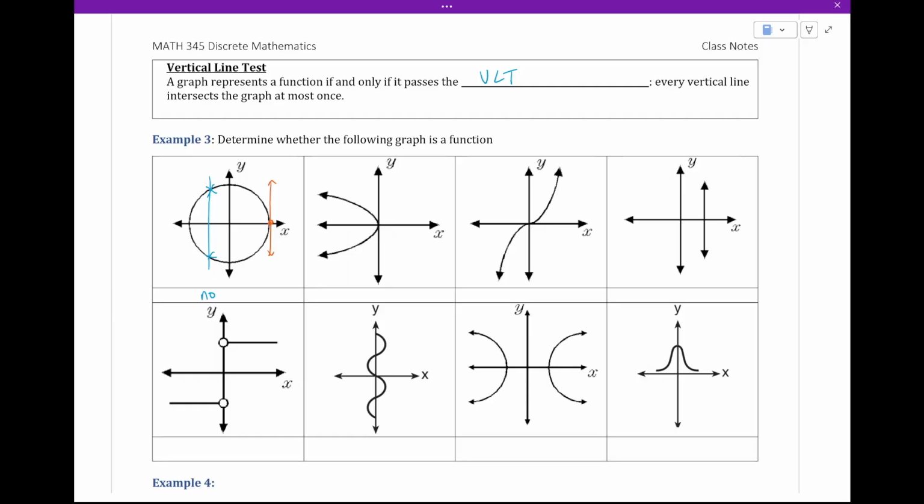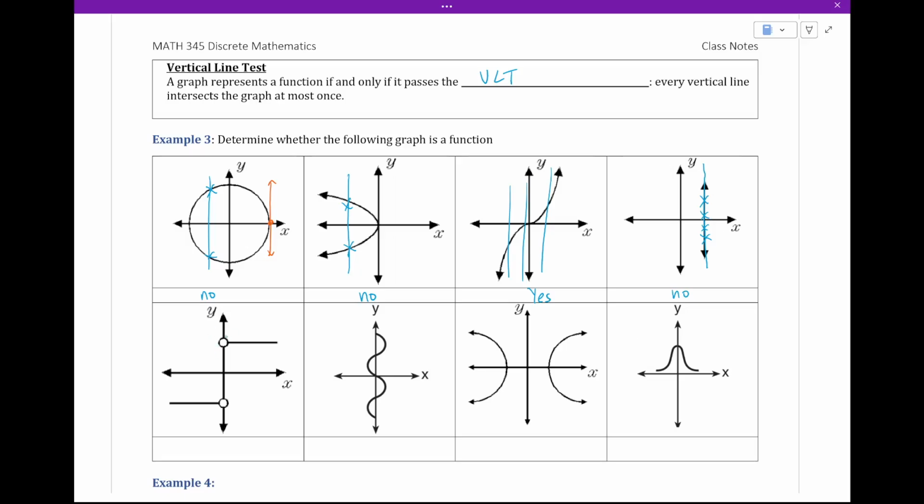Next up is this graph. I can draw a line right here that crosses in 2 places, not a function. Next one, this looks like some sort of cubic function. I can not draw that line. Every line crosses my graph in only one place, every vertical line. Next one, I draw a vertical line and it crosses this line at every point. Not a function.